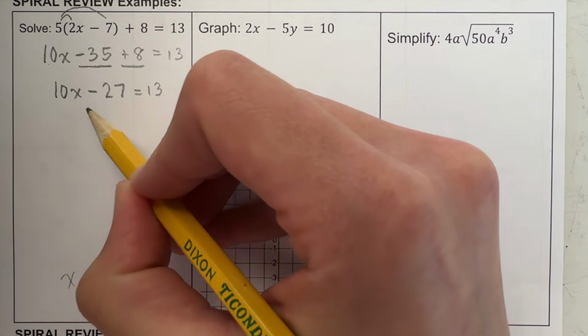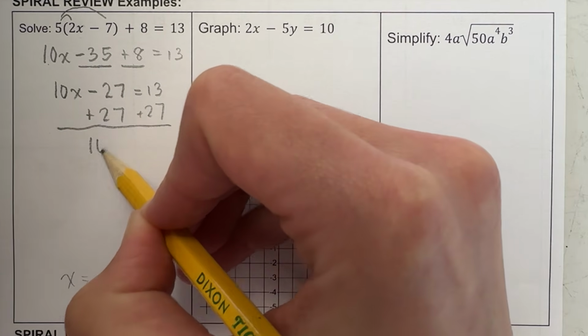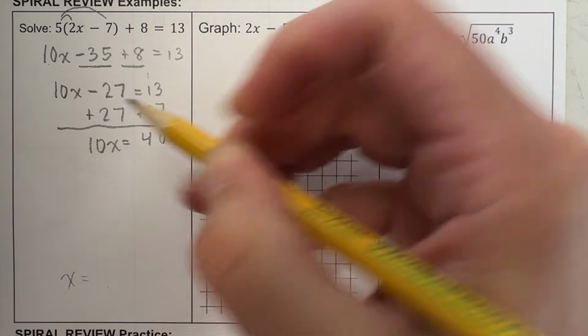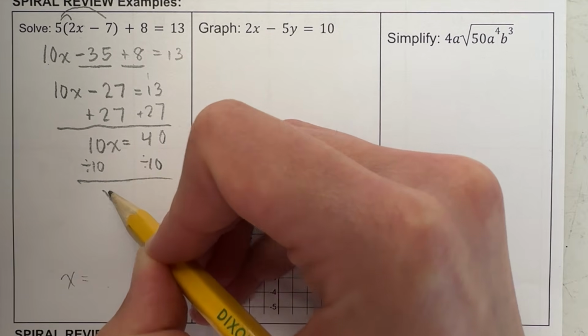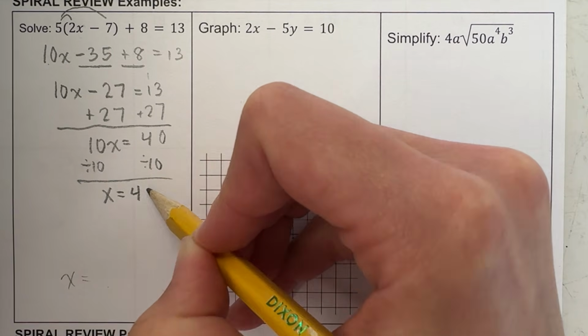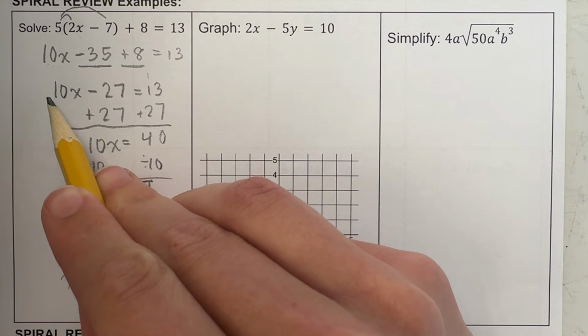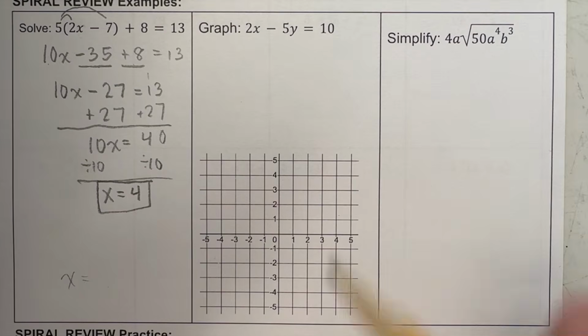Now I'm going to use inverse operations to get x by itself. Okay, this is 40. And I'm going to divide by 10 on both sides. And feel free to use your calculator all the way through. Okay, but I distributed, combined like terms, and then I used inverse operations to get x by itself.